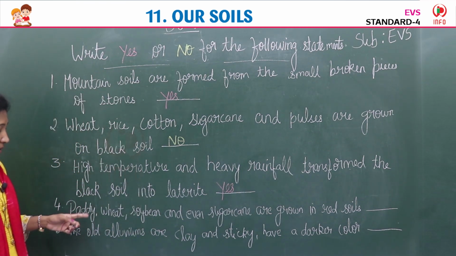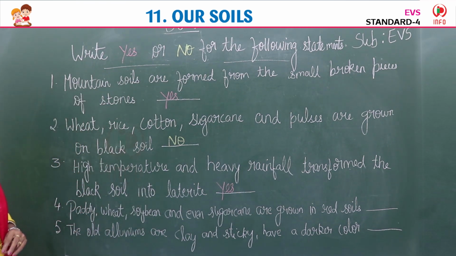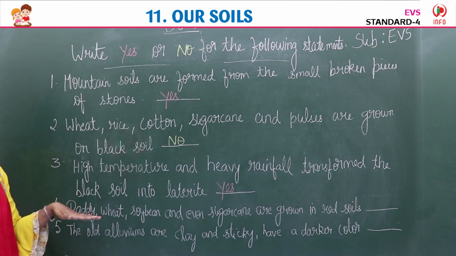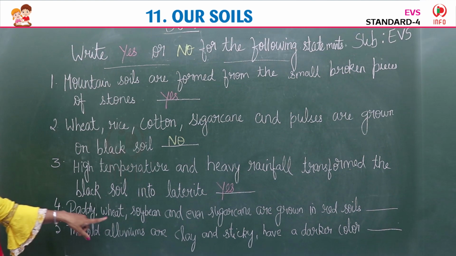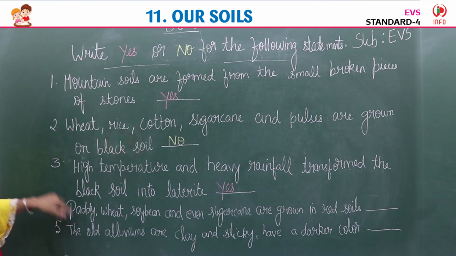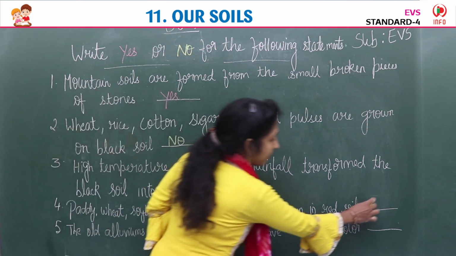Now, fourth statement: paddy, wheat, soybean and even sugarcane are grown in red soil. Is it? What about paddy? See, paddy, wheat, soybean and sugarcane are grown in which soil actually? In mountain soil, isn't it? So the statement is wrong. So the answer is no.